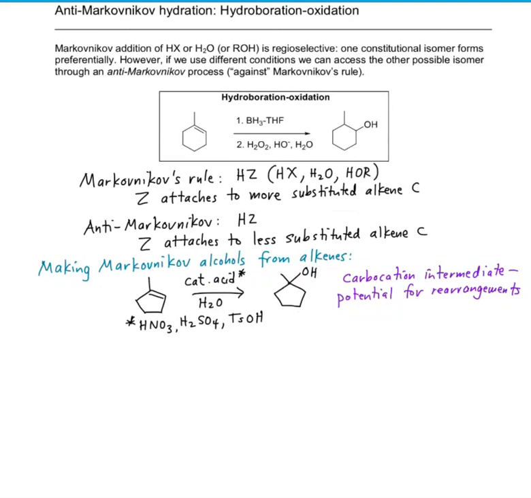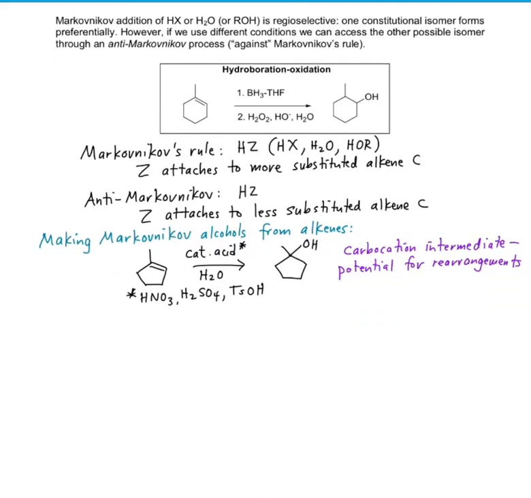So that was one way that we could make a Markovnikov alcohol. Another way to make a Markovnikov alcohol that avoids the possibility of those rearrangements is oxymercuration-demercuration. So step 1, mercuric acetate and water are used to treat the alkene, followed by step 2, which involves sodium borohydride. So that gives us the Markovnikov alcohol.